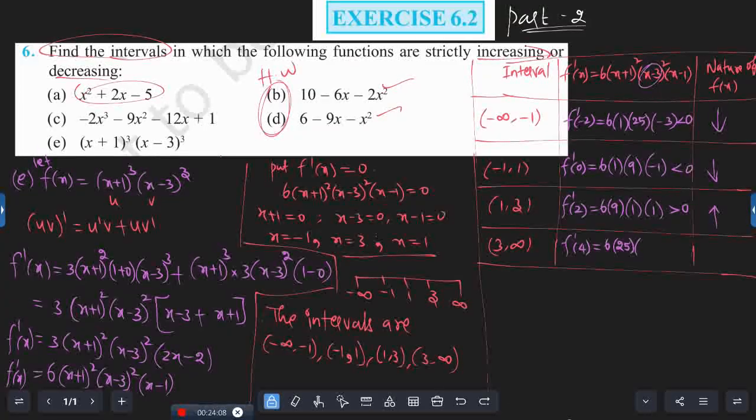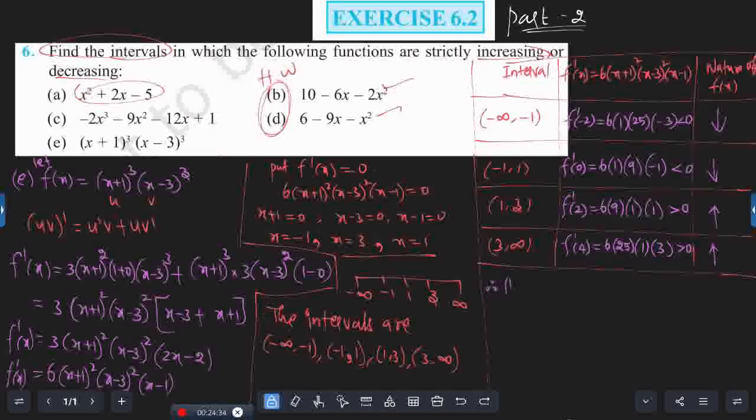Next, 4 minus 1, sorry, I asked wrong. 4 minus 3. 4 minus 3 is 1. 1 squared is 1 again. Now 4 minus 1, just 3. Okay. So this is also greater than 0, increasing. So we have 2 increasing, 2 decreasing. Understand? Okay. Now we'll go here.